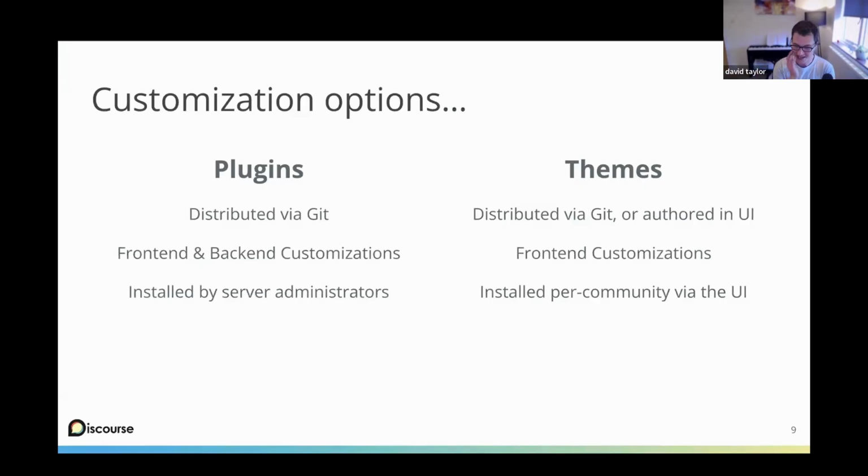So first of all, just to get some terminology out of the way, we have two ways to extend Discourse. We've got themes and we've got plugins. The most fundamental difference is that plugins can customize the backend Ruby on Rails app, and themes can only do the front end. That backend component means plugins are a bit more restricted in how they can be installed. You have to be a server administrator to install them. So for example, on our own hosting where we run hundreds of forums on the same server, we control the plugins.